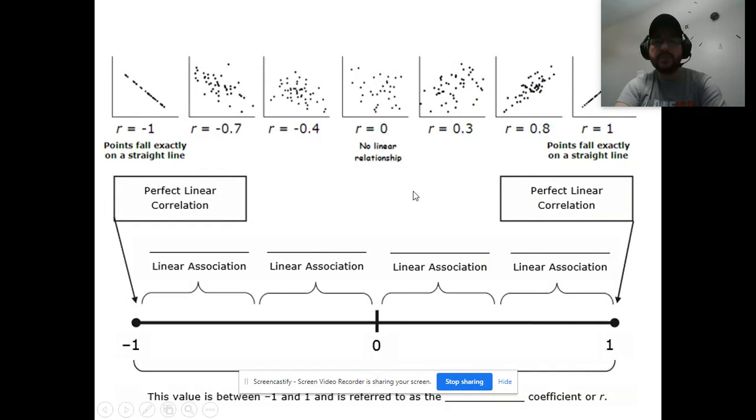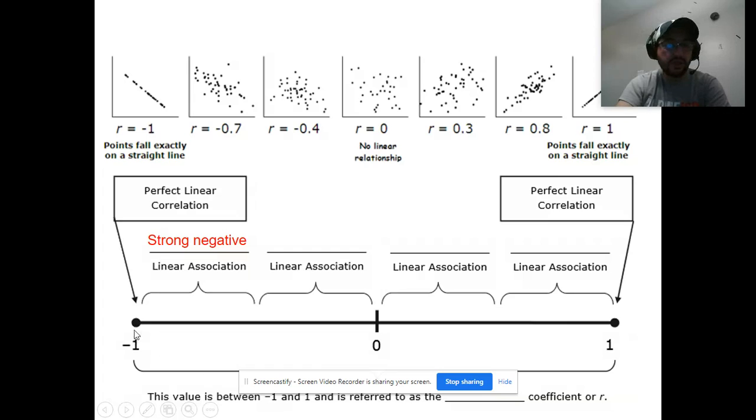Now, when we're talking about correlation, we need to look at the coefficient of correlation. That will tell us how strong or how weak the correlation is, how strongly they are related, or how weakly they are related. And when we're talking about the correlation coefficient, the lowest will be -1, the highest will be 1.